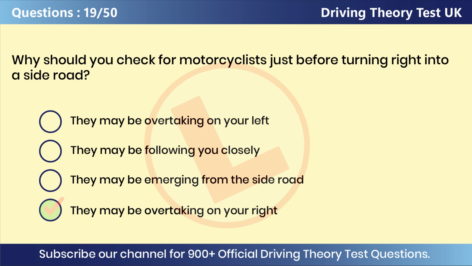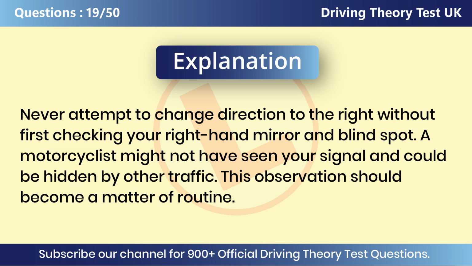D. They may be overtaking on your right. Never attempt to change direction to the right without first checking your right-hand mirror and blind spot. A motorcyclist might not have seen your signal and could be hidden by other traffic. This observation should become a matter of routine.